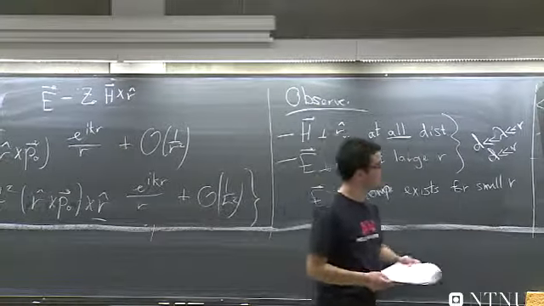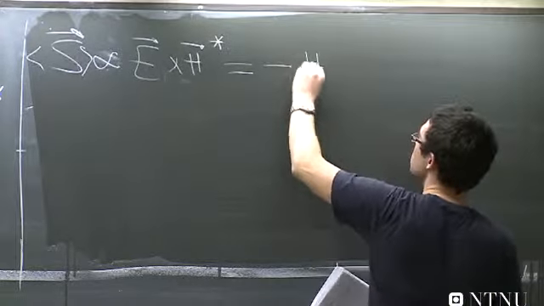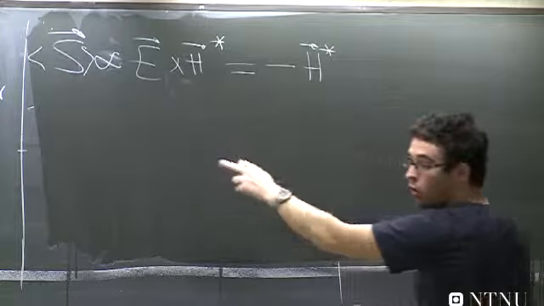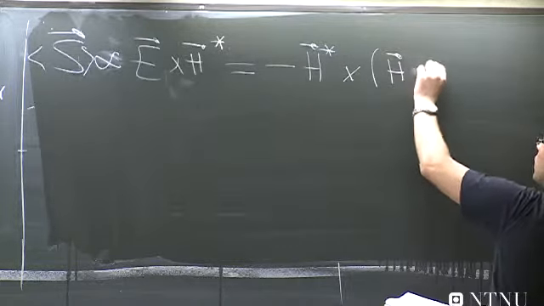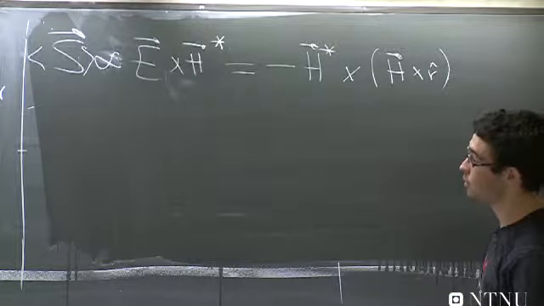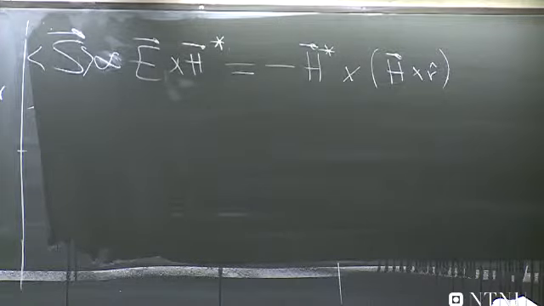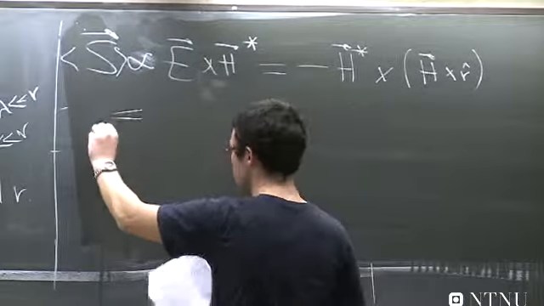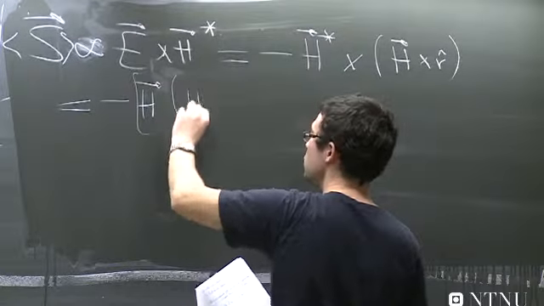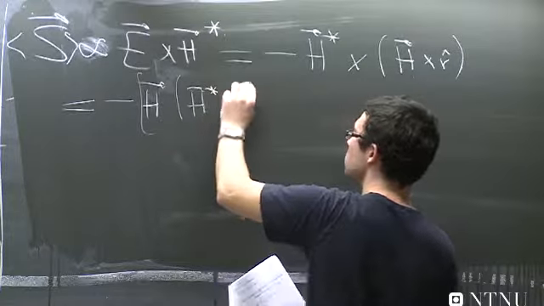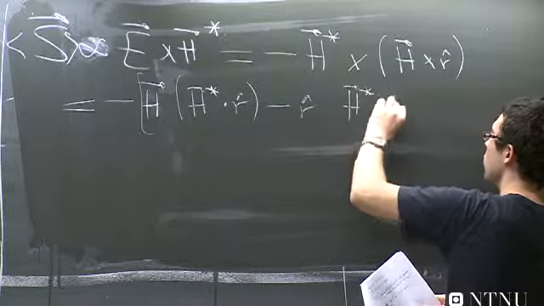And because of this formula here, I can simplify this to only contain the magnetic field. So let's do that. It turns into minus H star. So I exchange the order, get a minus sign in front, and I get a cross product with H cross r hat, because that's the E field. Now, if we take out the Levi-Civita tensor and do some math, which I'm not going to go through, then you will find that this is equal to minus H, and then H star dot r hat, that's one term, minus r hat H star dot H.